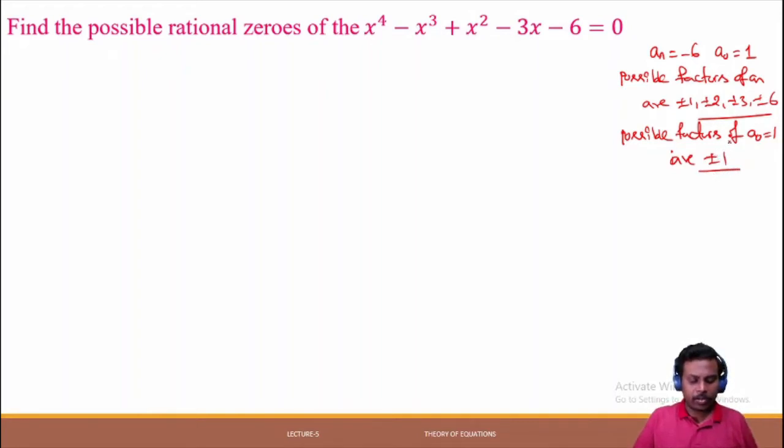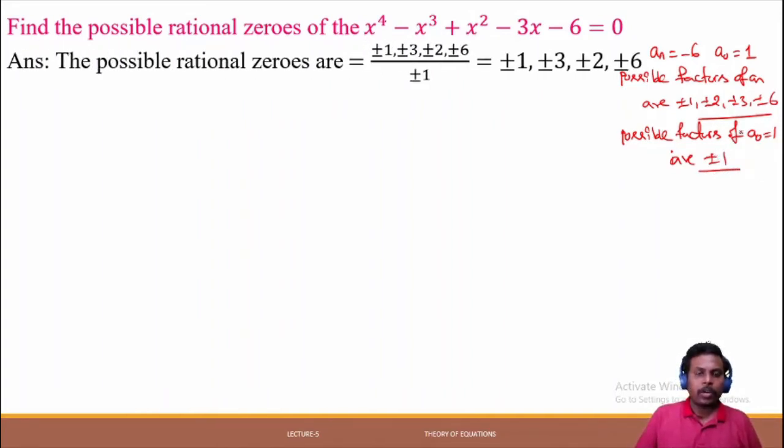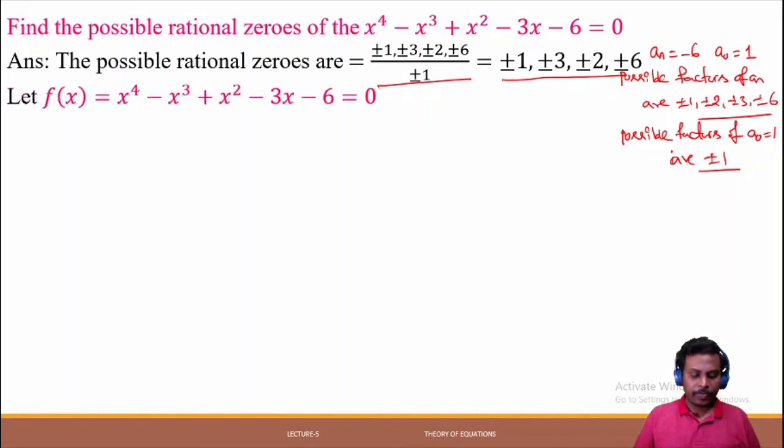Therefore, according to that rule, the possible rational zeros are plus or minus 1, plus or minus 3, plus or minus 2, plus or minus 6, divided by plus or minus 1. So the possible rational zeros are plus or minus 1, plus or minus 3, plus or minus 2, plus or minus 6. Let us find the values of f at these values.